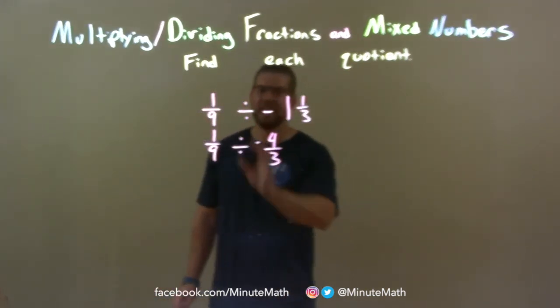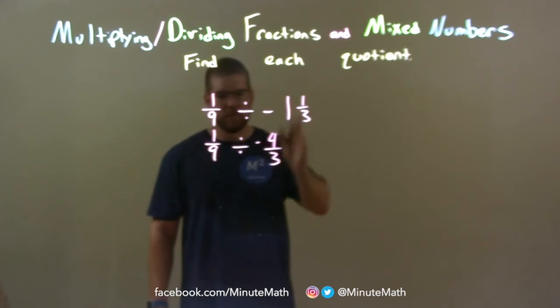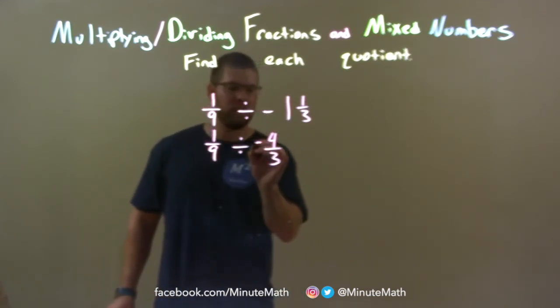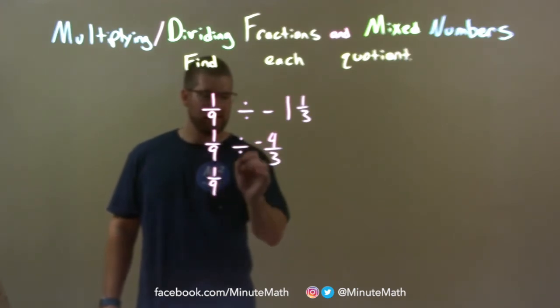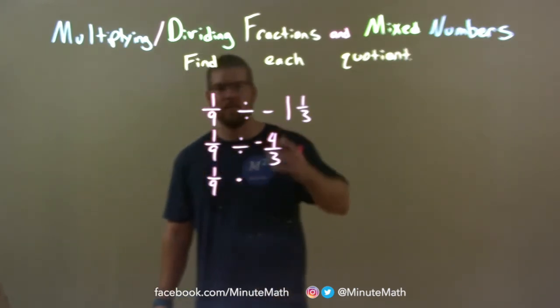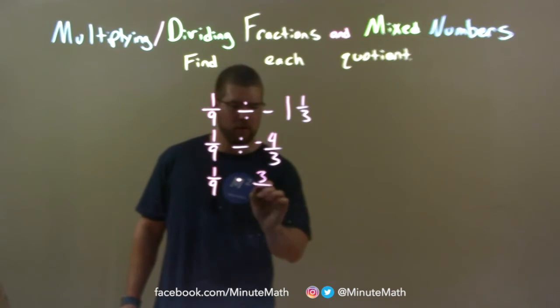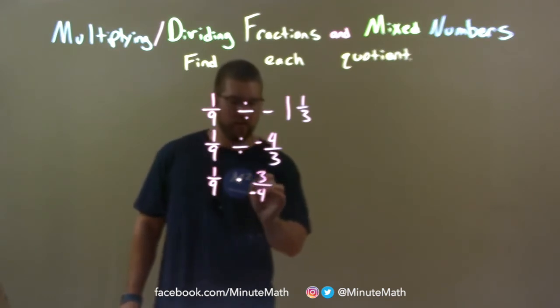Now, I hate dividing fractions. I prefer multiplying fractions. I find it so much easier. So let's convert this to multiplication. 1/9, instead of division, multiply, and we flip the second number. 3 over negative 4. Negative really doesn't matter where it is here.